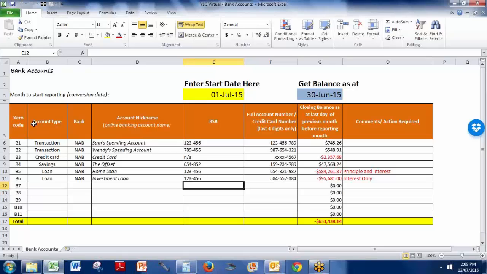The big thing to remember is that every bank account, loan, car loan, credit card, everything needs to be added to this spreadsheet. So pretty much if there's an account number and BSB, then add it to the spreadsheet.